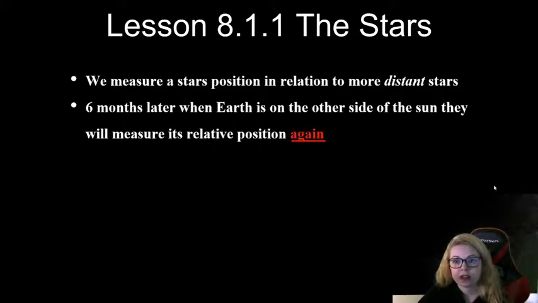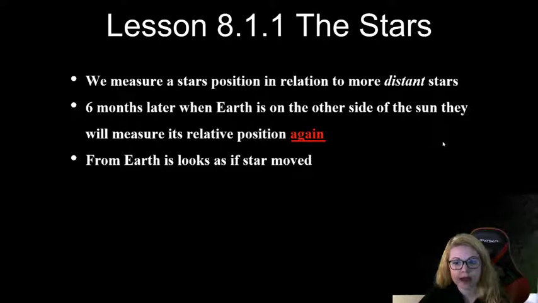Scientists also have to study the position or the relative distance of where stars are. So where is the star in relation to where we are? And so we measure a star's position in relation to more distant stars. A scientist will measure a more distant star, and then 6 months later, when Earth is on the other side of the sun, they will measure its relative position a second time. And this is helping them build a picture of exactly the position of a star and its distance from Earth.